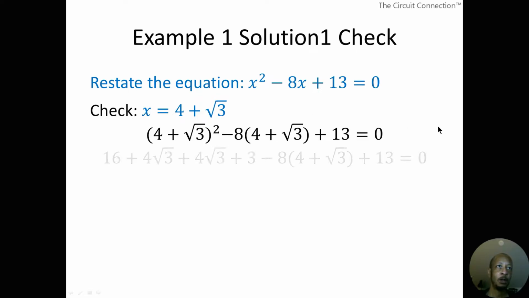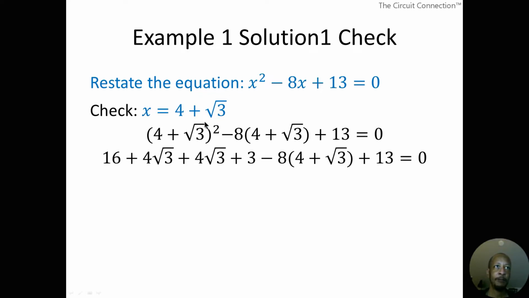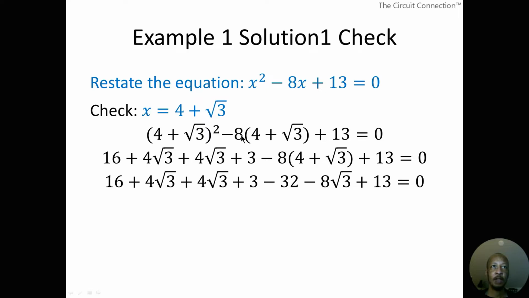Once you FOIL that out, you have 4 times 4 equals 16. 4 times square root of 3 is 4 square root of 3. Square root of 3 times 4 gives you 4 square root of 3. Last but not least, square root of 3 times square root of 3 gives you 3. You continue to expand with the -8 in these parentheses. -8 times 4 gives you -32. -8 times square root of 3 gives you -8 square root of 3. And your 13 just stays 13, of course.